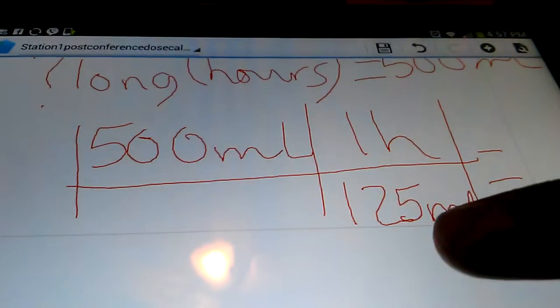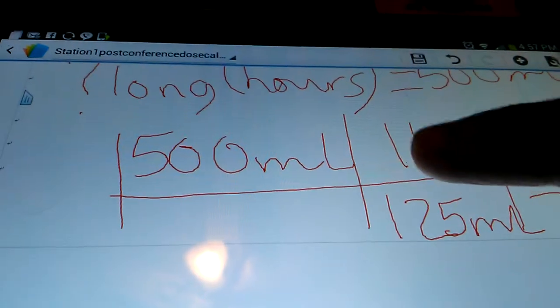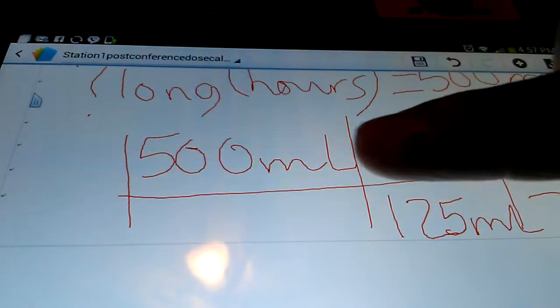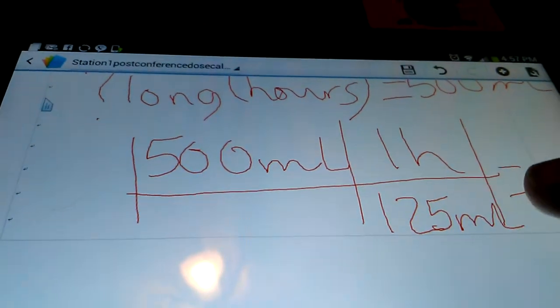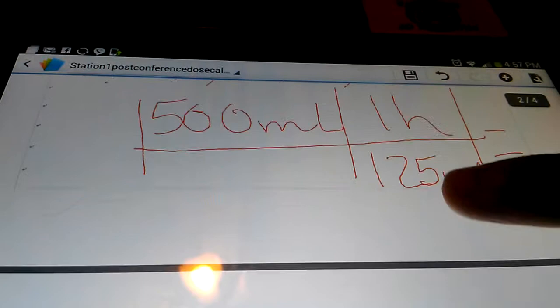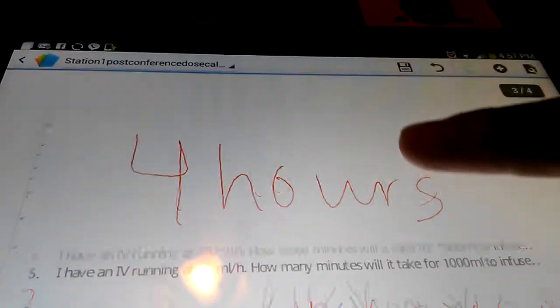I know that 125 mils are running over an hour, but I have 500 mils. I need to convert that over to hours. 500 divided by 125 is 4 hours.